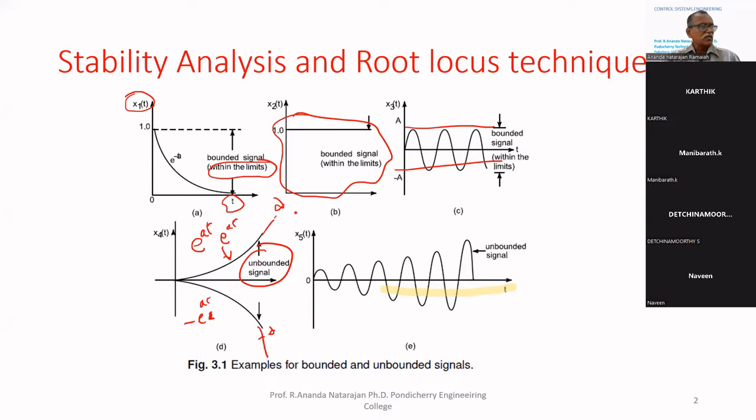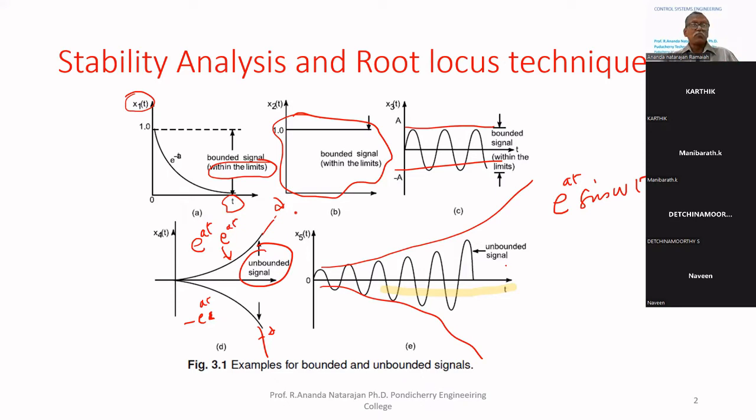This is an unbounded signal. We see that this is a sinusoidal signal, but its amplitude goes on increasing: e power at sin omega t. Its amplitude goes on increasing, so again it is an unbounded signal. So these are all examples of unbounded signals.